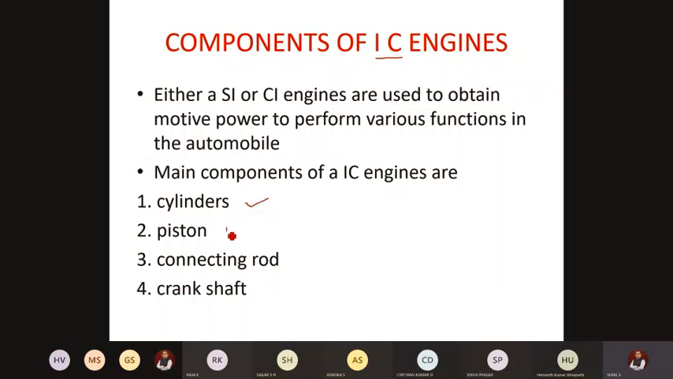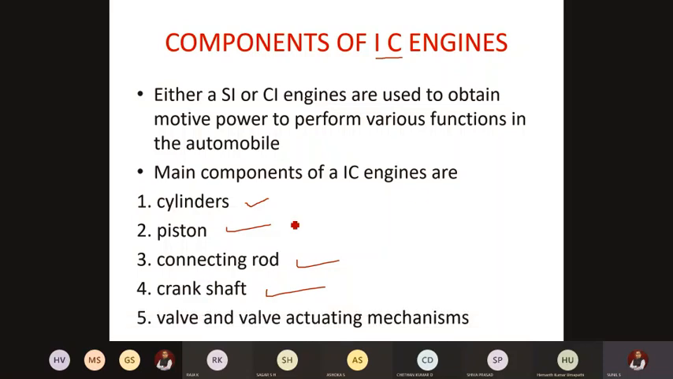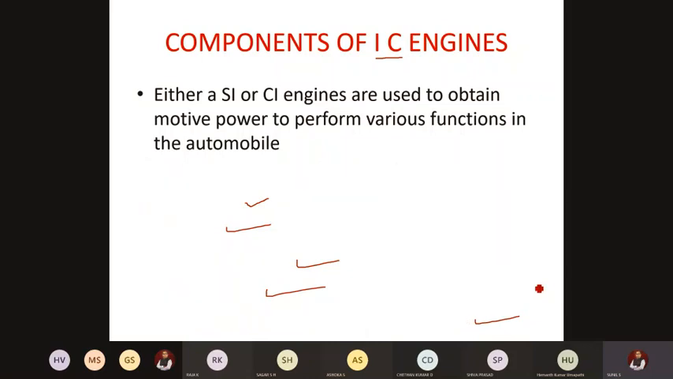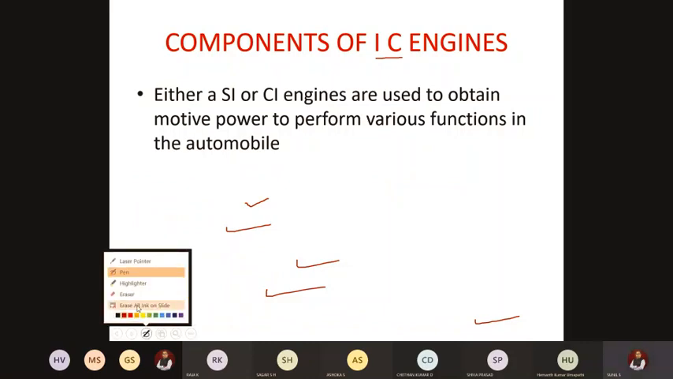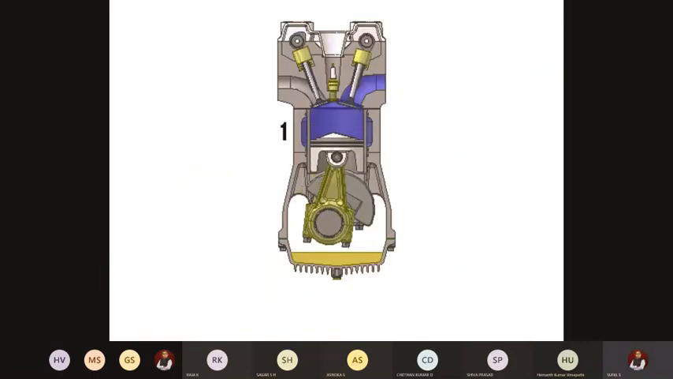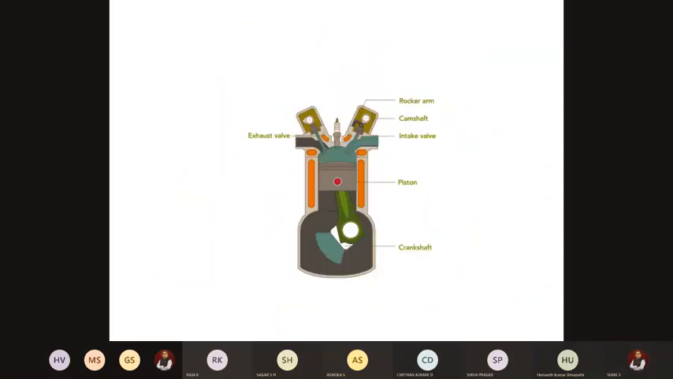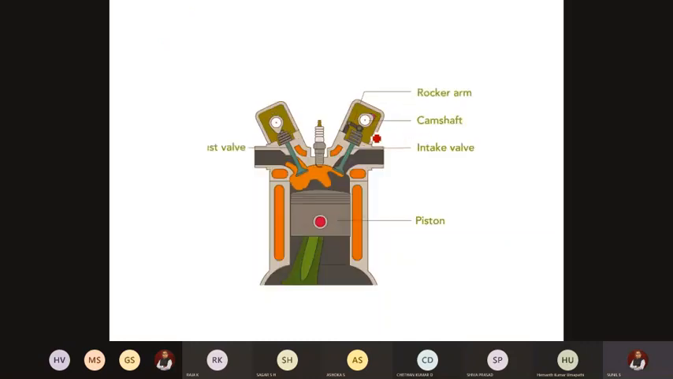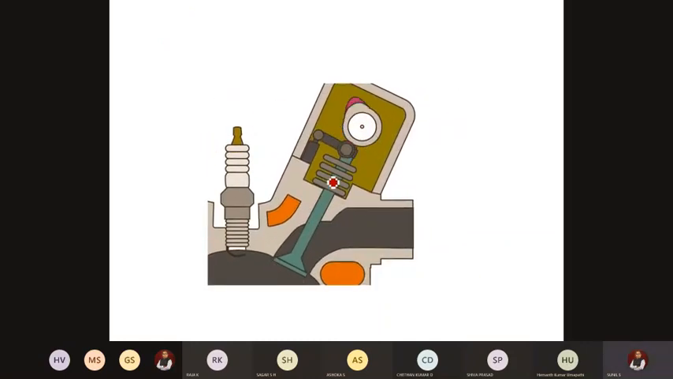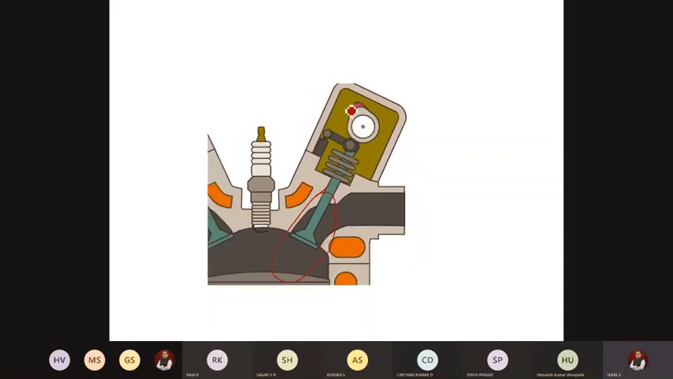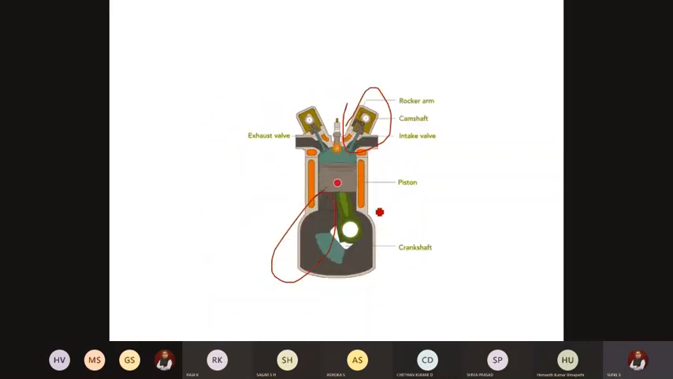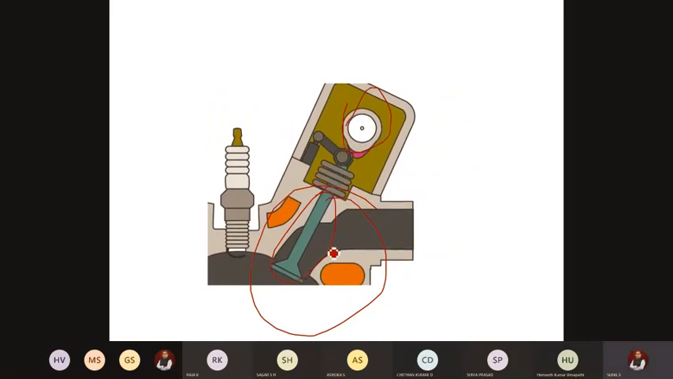These are the common components, whether a petrol engine or a diesel engine. Cylinder, piston, connecting rod, crankshaft. These are the common components that will be used. Along with that, valves and valve actuating mechanisms. Just for a while, I'll go back to the animation so that we can see these parts clearly. See, in this sketch you can see the valve. This is the valve actuating mechanism. This is the cylinder, piston.